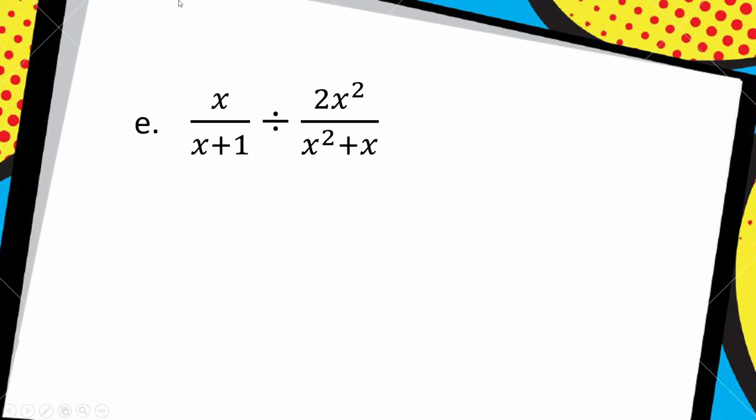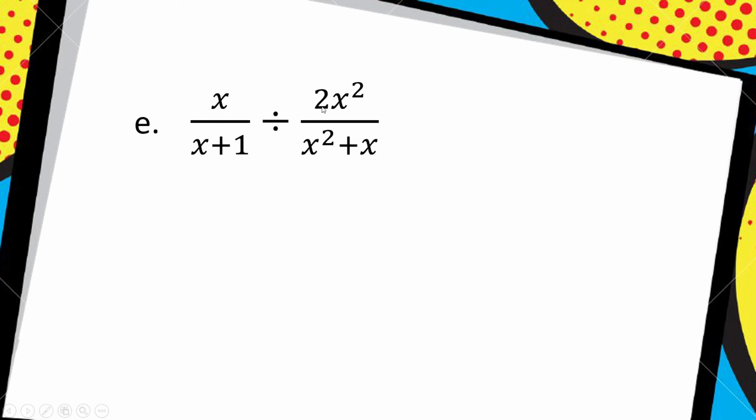Okay, so let's look at each numerator and denominator separately. So I've got x and x plus 1. x can't be factorized, right? And x plus 1, there's nothing you can divide through by. It's not a trinomial. So that one, nothing changes.